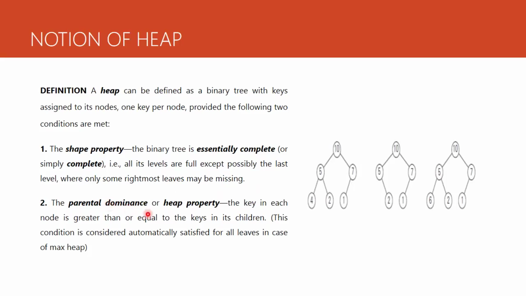So what about the parental dominance or heap property? The key in each node is greater than or equal to the keys in its children. Whenever I say that the key in each node is greater than or equal to the keys in its children, such a heap is called a max heap. Whereas if the key in each node is lesser than or equal to the keys in its children, I call such a heap a min heap.